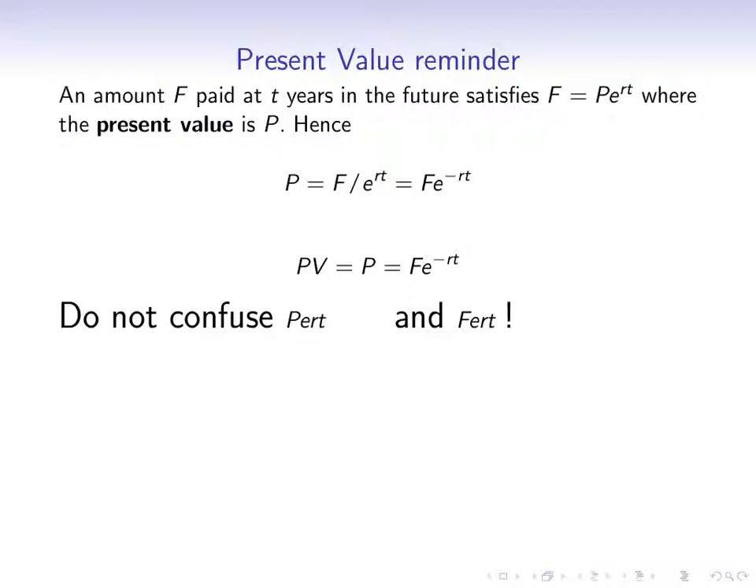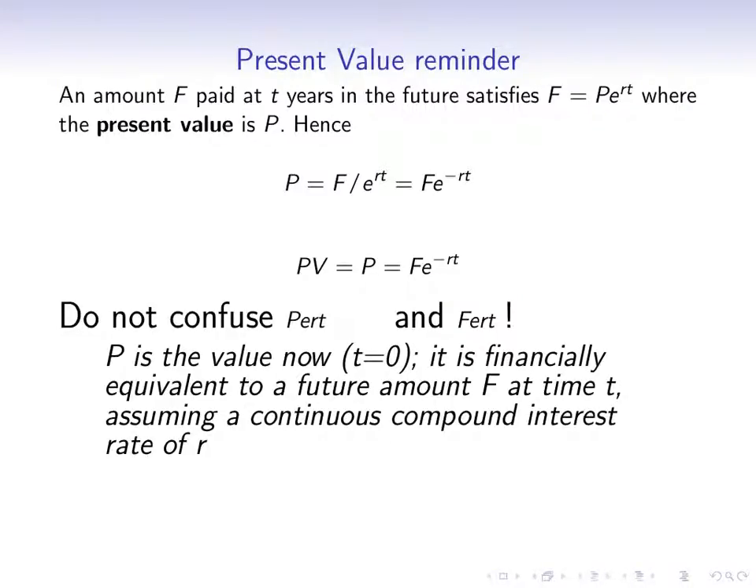So don't confuse these two. E to the rt is a number bigger than 1, and e to the minus rt is the shrink factor, so that's a number less than 1. It's a fraction. P is the value now, and it is considered to be equivalent to the future amount, f, at time t. So using these formulas, we can go backwards and forwards in time and get equivalent values. And there's an underlying assumption of a continuous interest rate, r.